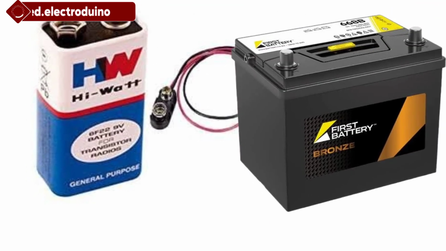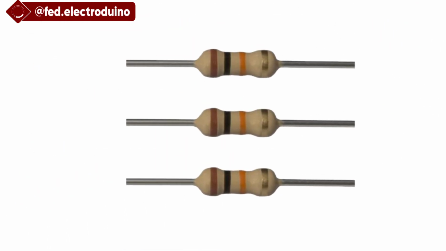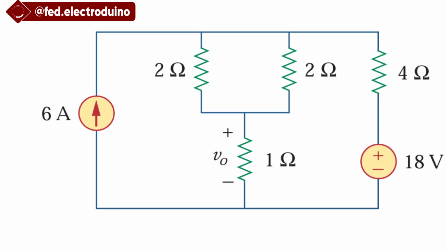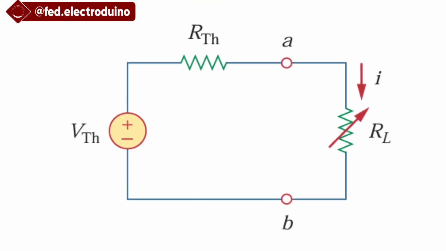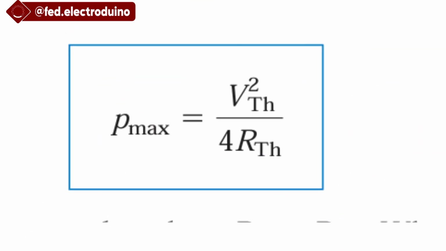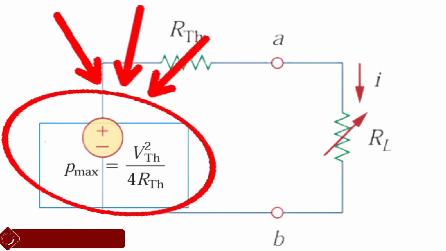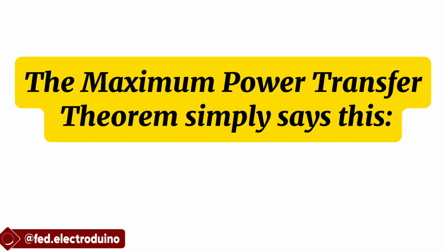Now imagine this. You have a source, like a battery, and you're trying to power a device, maybe a resistor or a circuit. Wouldn't it be great to know exactly how to connect things so that the device receives the maximum possible power from the source? Well, that's exactly what this theorem explains.